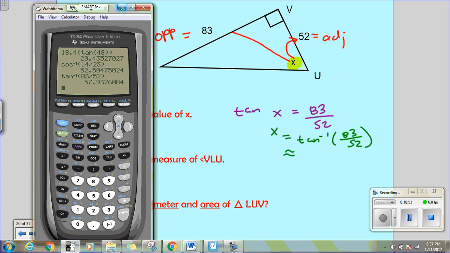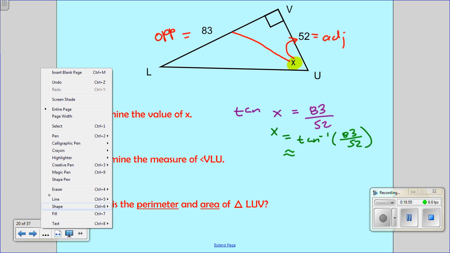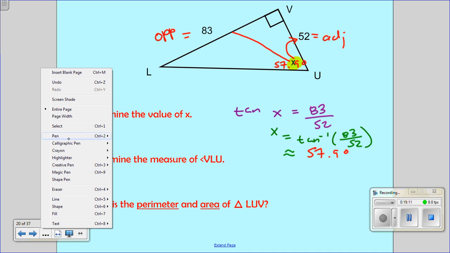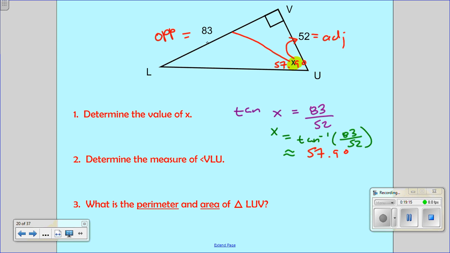57.9. All right. And again, if you want to add it to the picture, you can. All right, then it wants us to determine the measure of angle VLU. So if I trace it, VLU is this angle right here that I've marked in blue. So please find that missing angle.